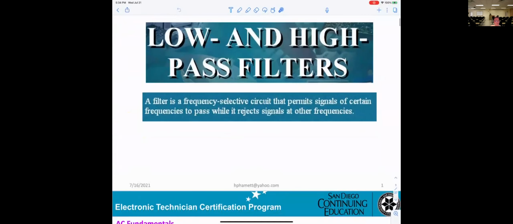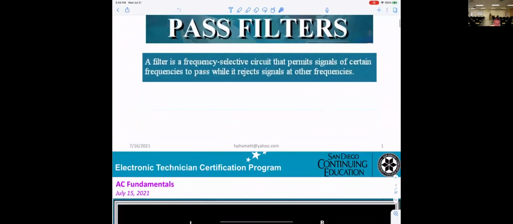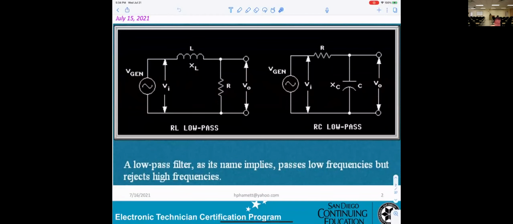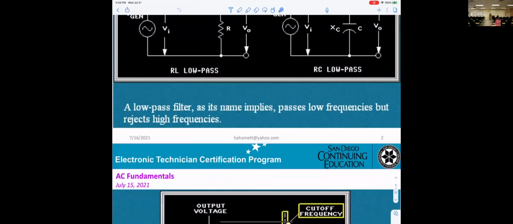I'm going back quickly, okay? So basically, we already talked about the low pass filter and the high pass filter in general. And today I go into detail with the level, okay? They already gave you the circuitry for RL low pass and RC low pass. That means every time you see this circuitry, you know this is a low pass filter, and it can be either RL or RC, okay?